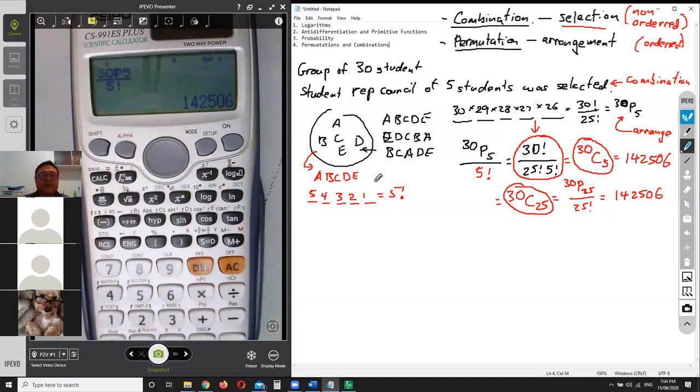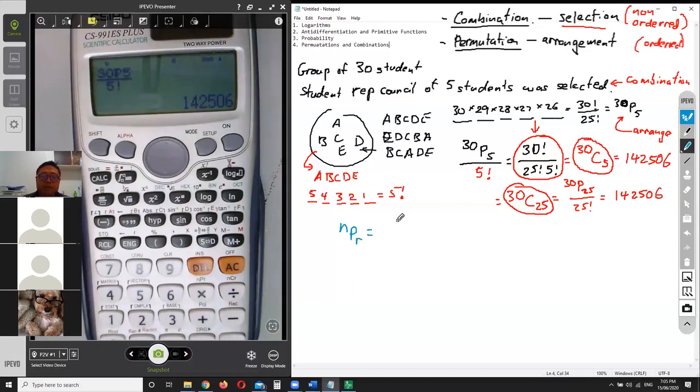So the number of ways that you can select 5 students is going to be the same as the number of ways of excluding 25 students. Does that make sense? So basically, selecting a certain number of students is always going to be the same as excluding whatever's complementary to that.